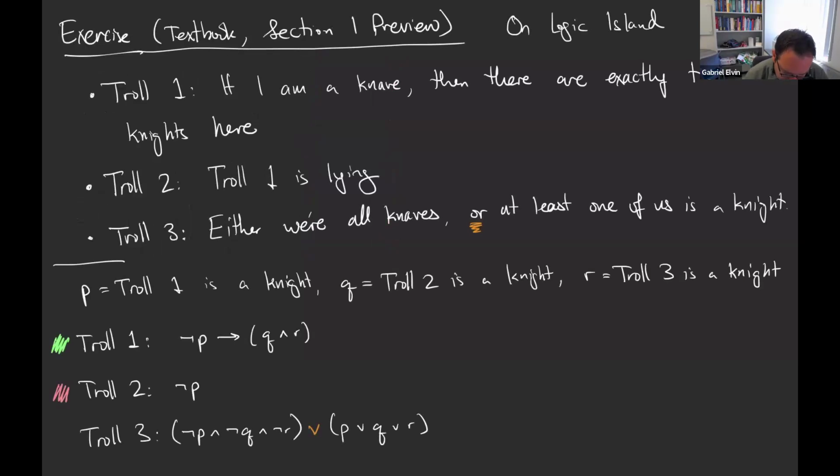And then the last statement. Okay, well, what is the last statement? This is basically saying we're all lying, or at least one of us is telling the truth. Is that ever going to be false? Think about it. So I'll write it. What color do I want to use? It's purple.